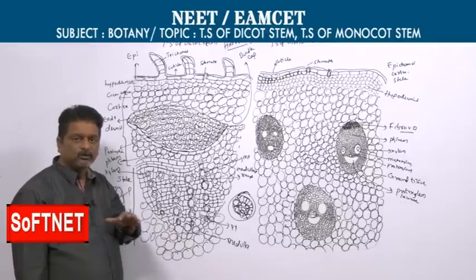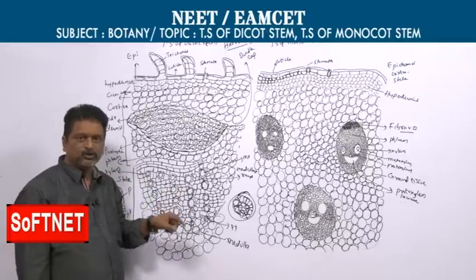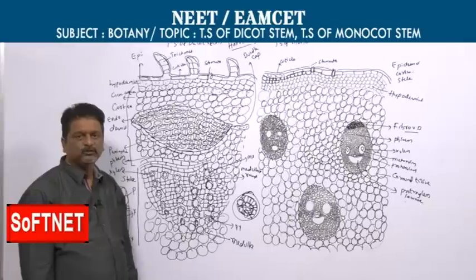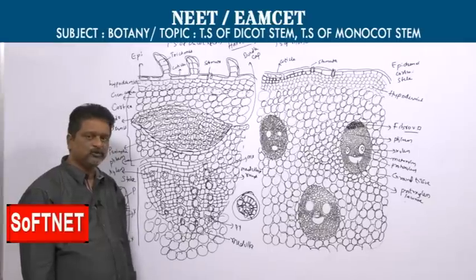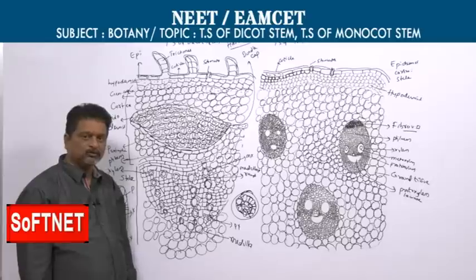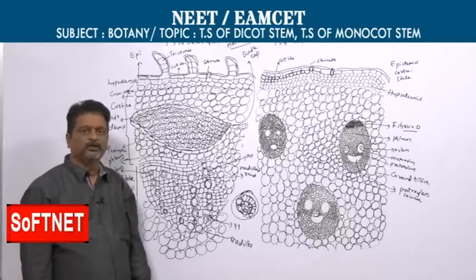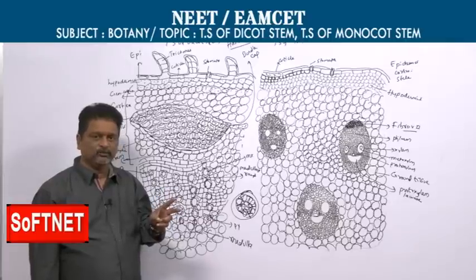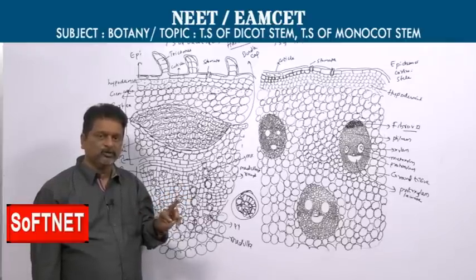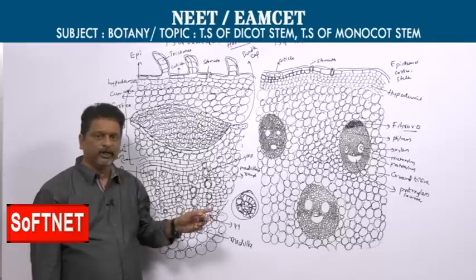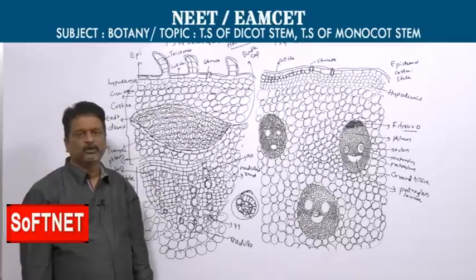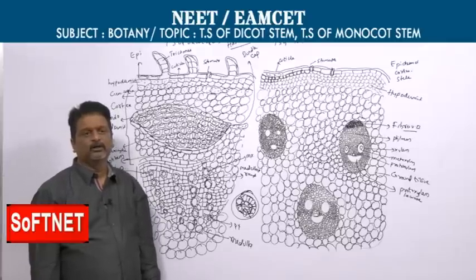Then in roots, medullary cells are replaced by conjunctive tissue. So, both roots contain conjunctive tissue, but only in dicot root, conjunctive tissue gives vascular and cork cambium. In monocot root, conjunctive tissue is sclerenchymatous. In dicot stem, the medullary rays produce interfascicular cambium.